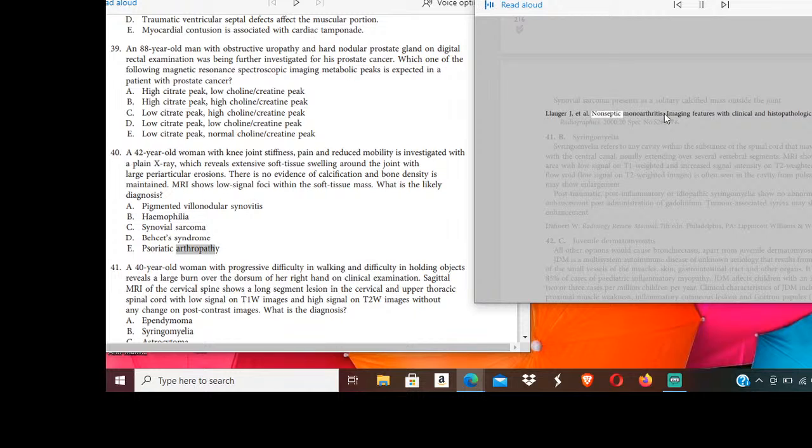Logger J, et al. Nonseptic monoarthritis, imaging features with clinical and histopathologic correlation. Radiographics. 2000, 20 spec no, S263.